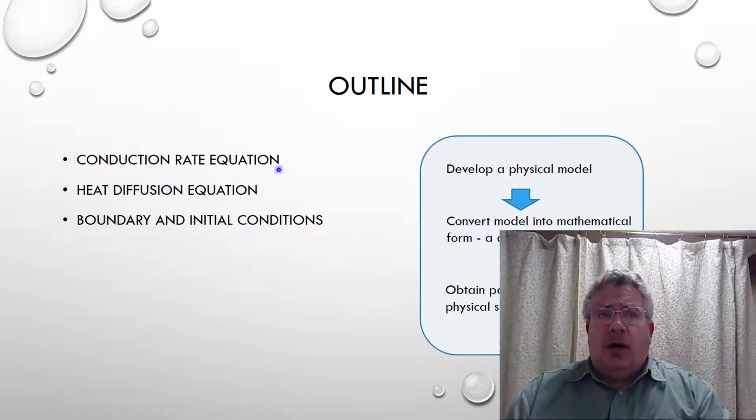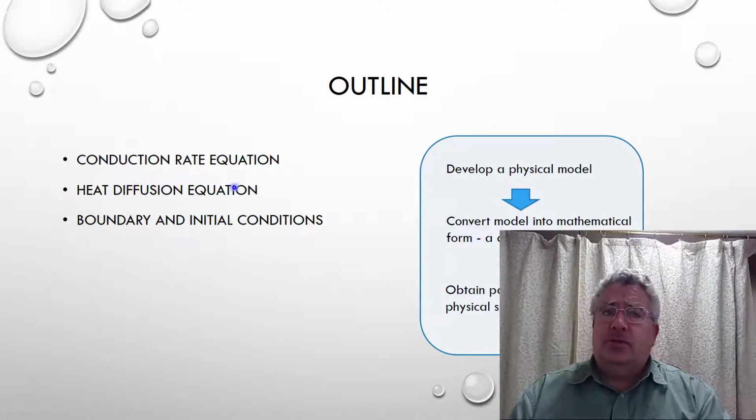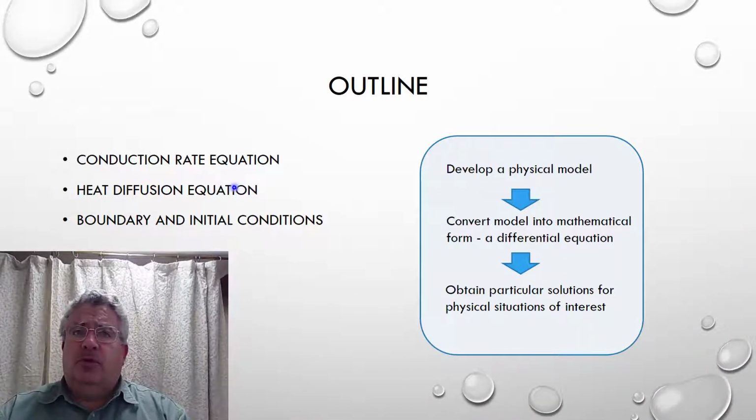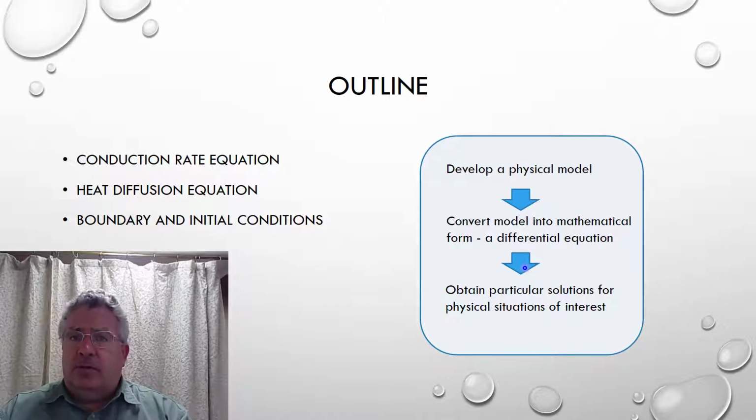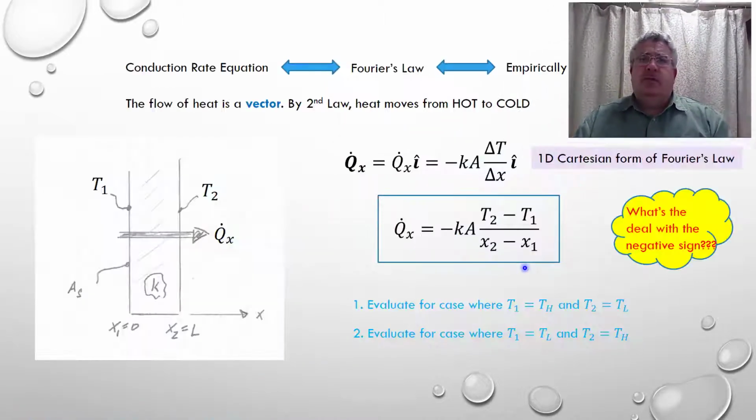Just to give a quick outline, we're going to start with the conduction rate equation and develop the heat diffusion equation, which is a differential equation that will describe the conduction through a solid, and we'll then talk about the types of boundary and initial conditions that are required for this differential equation. So in layman's terms, we're going to develop a physical model. We're going to convert that model into a mathematical form, i.e. a differential equation, and then we'll obtain these particular solutions that are of interest to us.